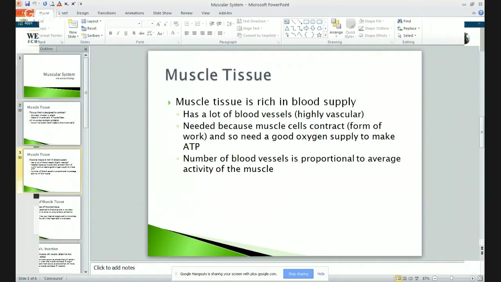So they need, like I said, a good supply of oxygen because of all of the work that they're going to do. They're going to need energy to contract, so they're going to have to go through cellular respiration. The only way they can do that is if they've got that oxygen supply, since you need oxygen to go through cellular respiration. Depending on the activity level of your muscle, that will determine how many blood vessels that muscle will have.